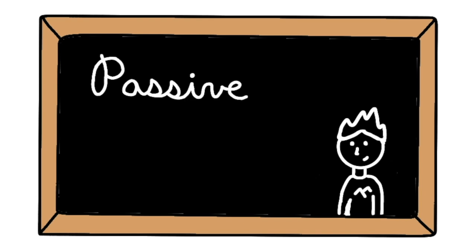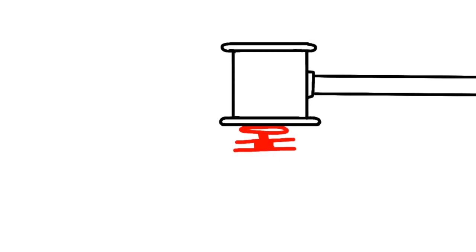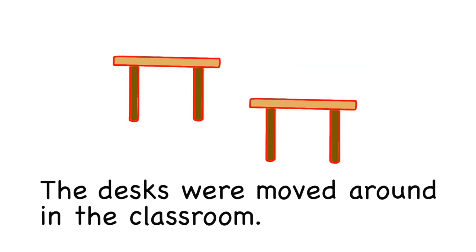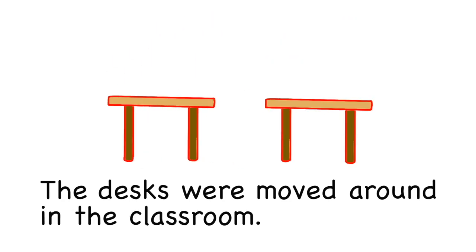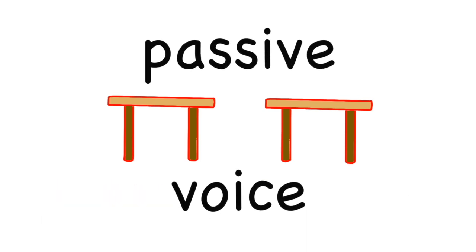Today, we're looking at the passive voice. Voice is a term to describe whether the subject of the sentence does the action or receives the action. Consider the sentence, "The desks were moved around in the classroom." The subject, the desks, were acted upon by someone. This is called the passive voice.